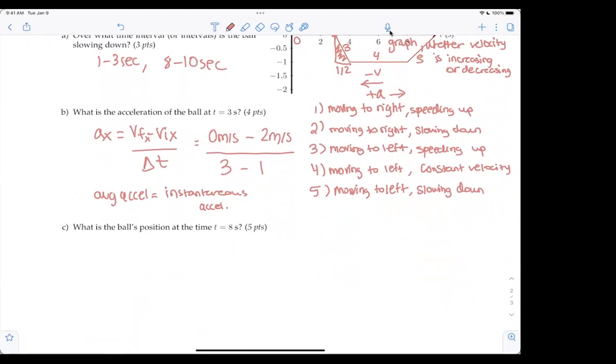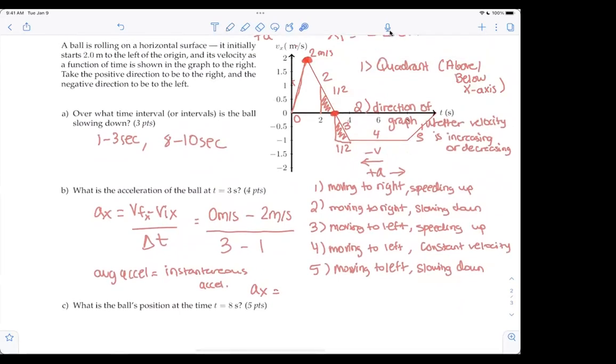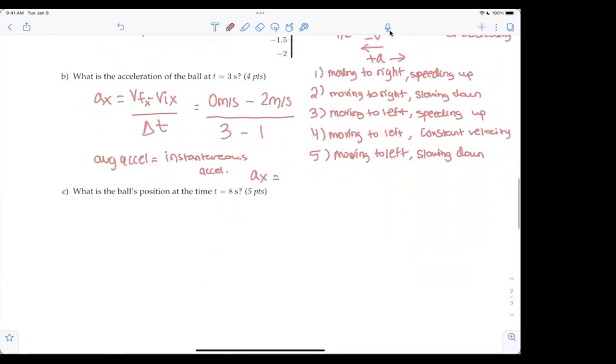Okay. So going back to part B, if we solve this, we have our final velocity is 0 meters per second. Our initial was 2, 3 seconds, 1 second. We solve for the slope, we should get -1 meters per second squared as our acceleration.